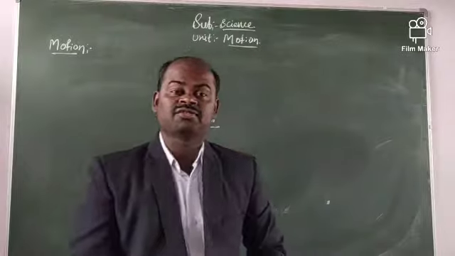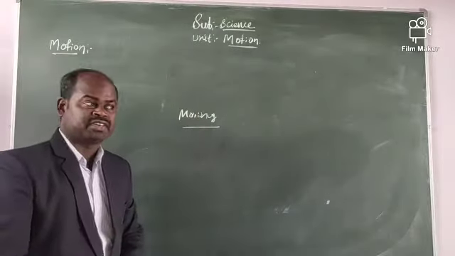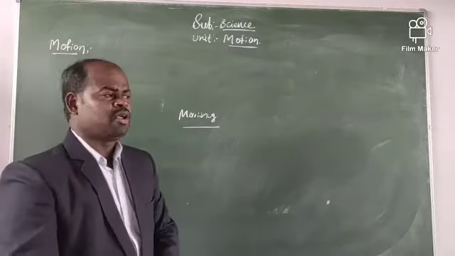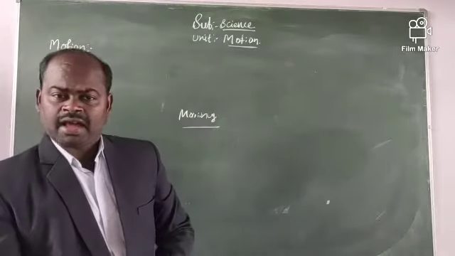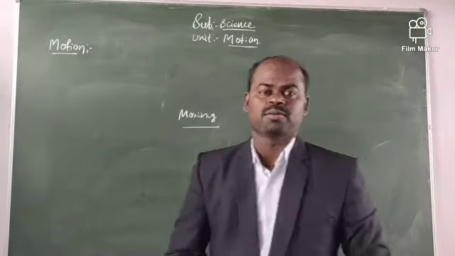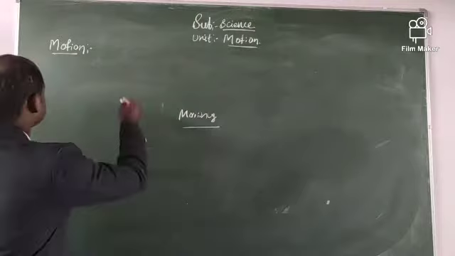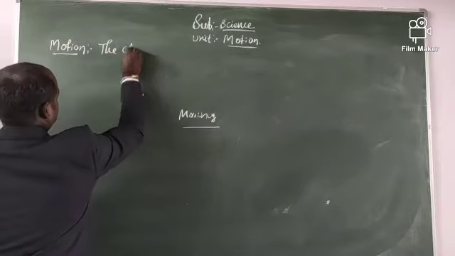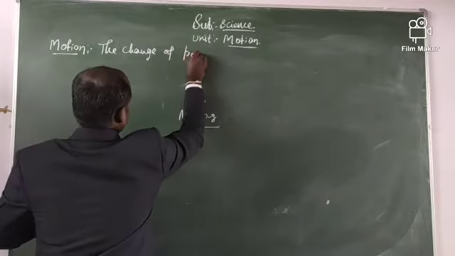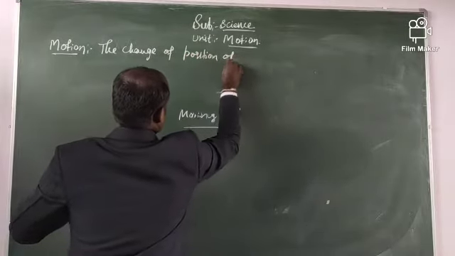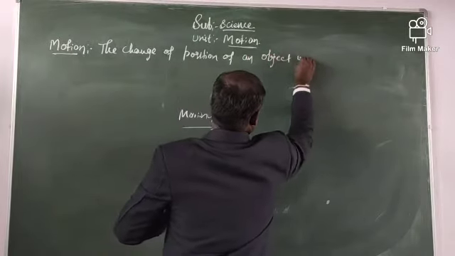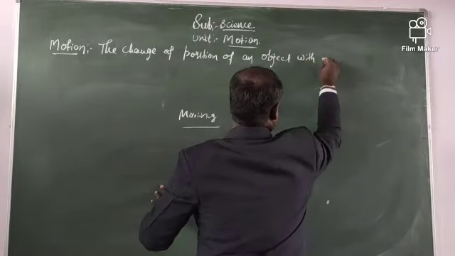Motion is the change of position of an object with respect to time. Understand? With respect to time. Within a certain time, any object may vary its distance. That is motion. The change of position of an object with respect to time.